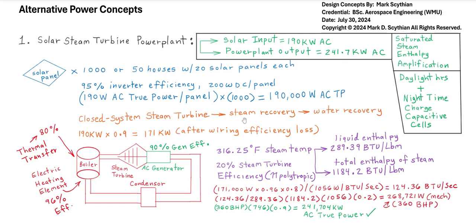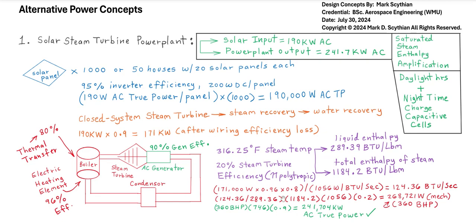And so the 190,000 watts of AC true power then goes through 90% electrical efficiency through the wiring, leaving 171 kilowatts of AC electrical power. So if we were to send this through the wiring through the boiler system, that's about a 4% loss in electrical power. The electrical power is converted to thermal power using an electric heating element, and then thereafter we have about an 80% thermal transfer of the heating element's thermal energy into the water with given industry standards of boilers.